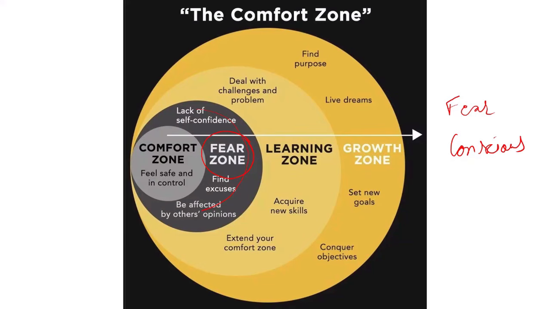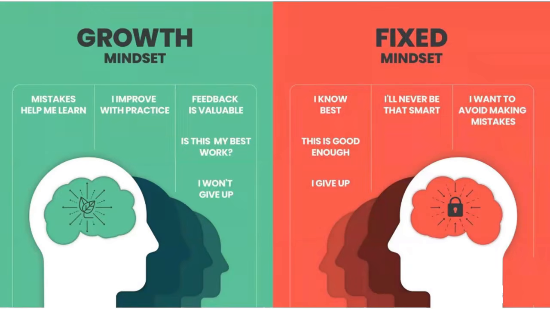Once we move through fear, we can learn new skills in order to grow. And now there will be no barrier of fear standing in our way. Although this is not an easy task, it is well worth the effort. So it's our duty to always move towards the growth zone. And how do we achieve the growth zone? The growth zone can be achieved only by a growth mindset. And what is the growth mindset? Always say that mistakes help me learn. I improve with practice. Feedback is valuable. Is this my best work? If it is not my best work, I will try my best next time.